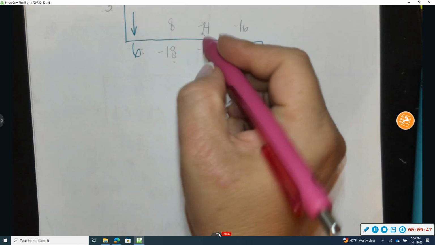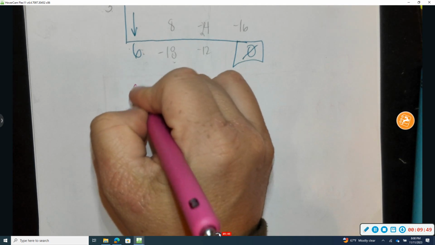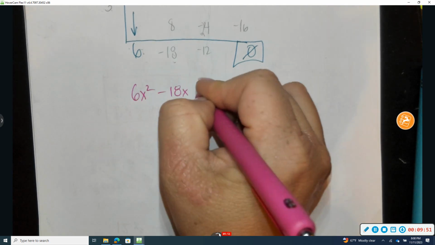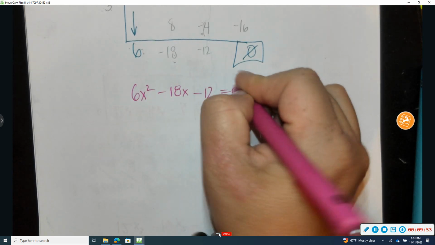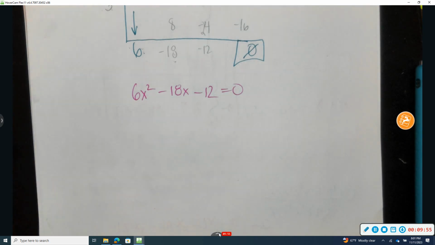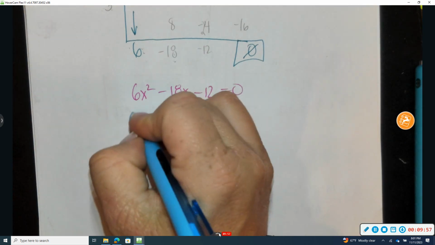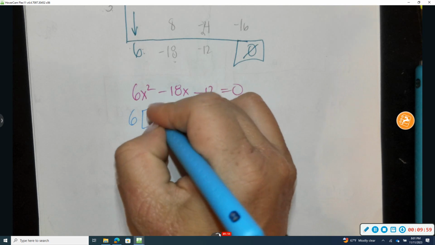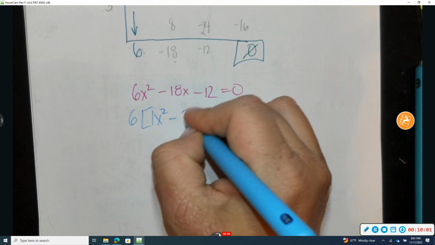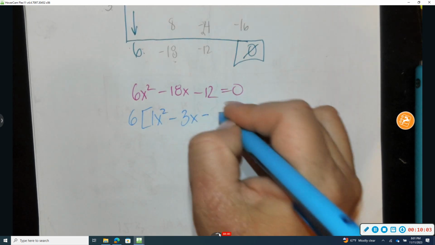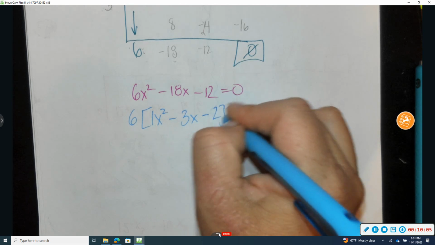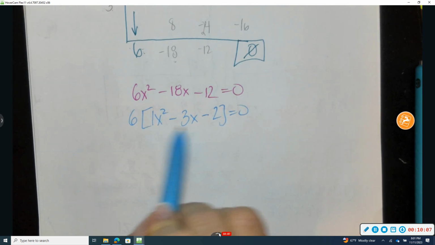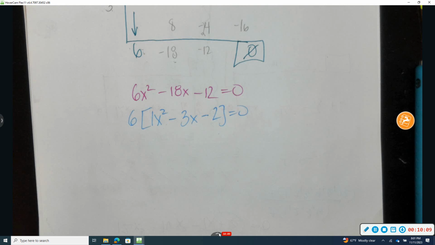What do I do now? Okay, so we have 6x squared minus 18x minus 12 equals 0. And I recognize that I can factor at least a 6 out of each of these. So factoring out a 6, I'm left with 1x squared minus 3x minus 2 equals 0. Let's make sure I did this right. I'm tired. All of that looks great.